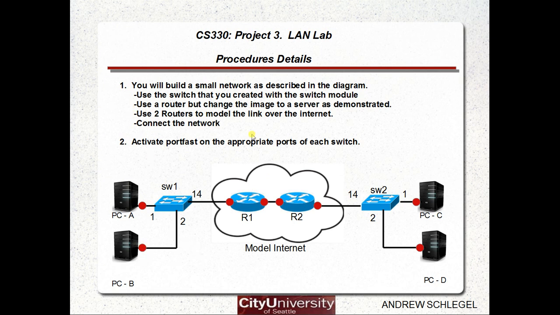Then you want to use two routers. You're going to use two routers here to model the link over the internet. So you have something here, and you have some model of over the internet linking them. Now you want to activate port fast on each of the appropriate switch ports.